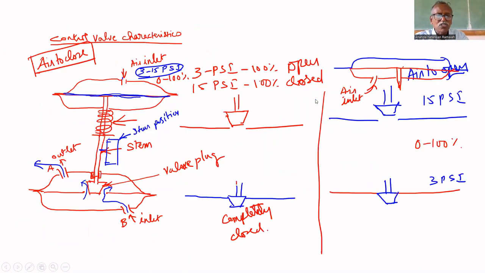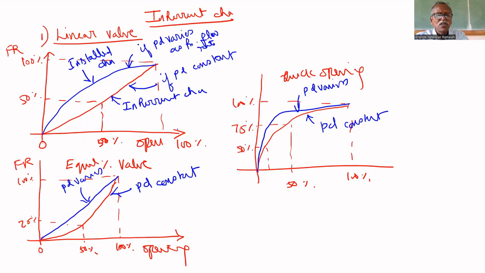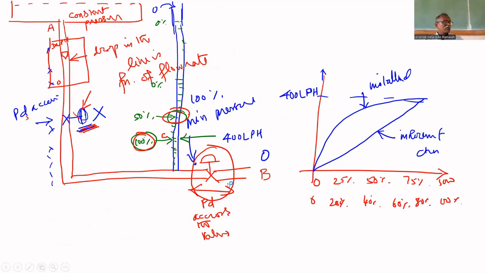You are keeping the pressure drop across these 2 points, A and B, constant always. But for the inherent characteristics, you have to keep the pressure drop across C and B constant. For installed characteristics, between A and B should be constant. In industries, we can keep A and B constant; we cannot maintain C and B. That's why it is called installed characteristics: after installing in the system, how it behaves. So this way you have to do the experiment.